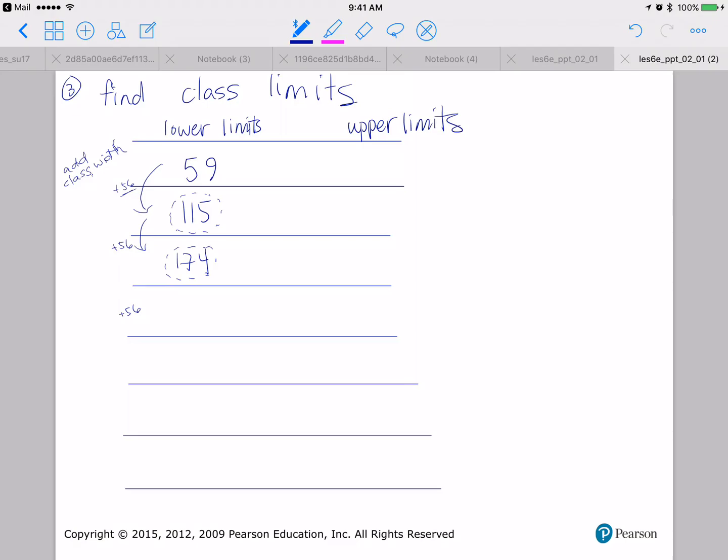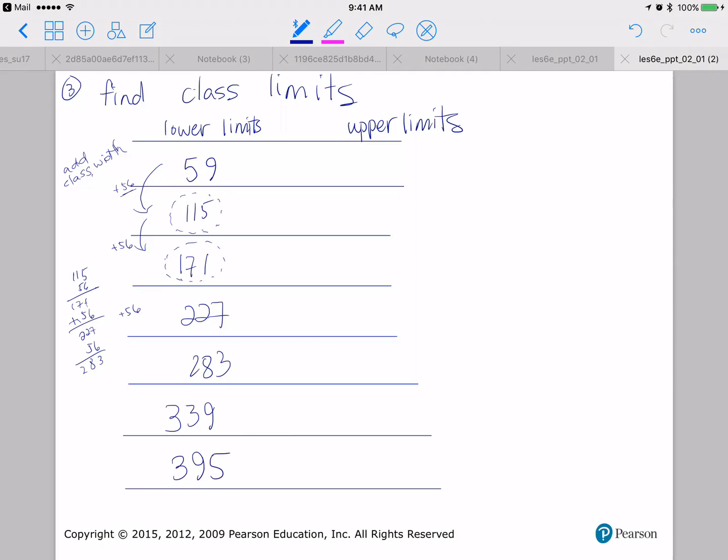Wait, I think I made a mistake. So let's try this again. Start off with your min, 59. Add 56. So 56 plus 59 is 115. 115 plus 56 is 171. 171 plus 56 is 227. Plus 56, 283. Plus 56, 339. Plus 56, 395. Okay, so these are my lower limits.